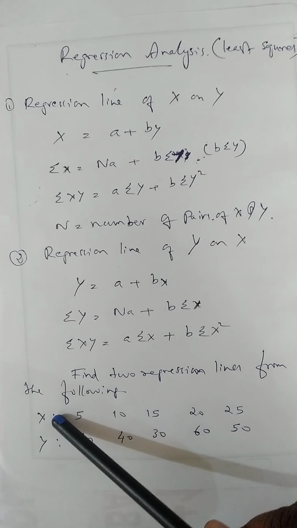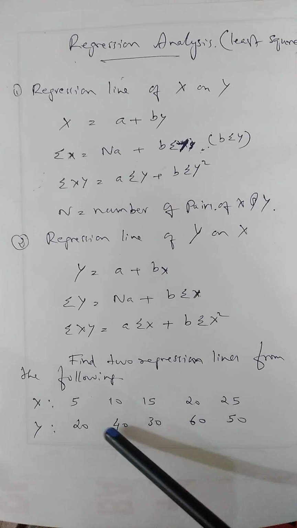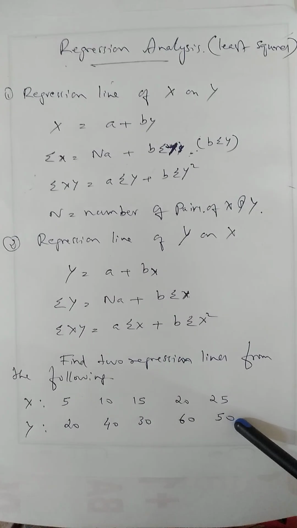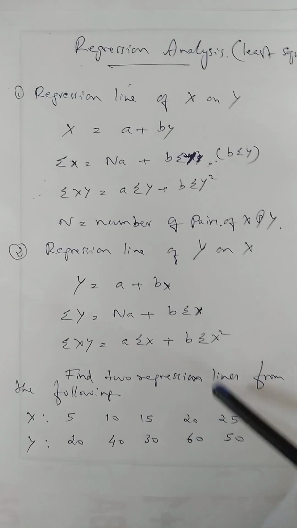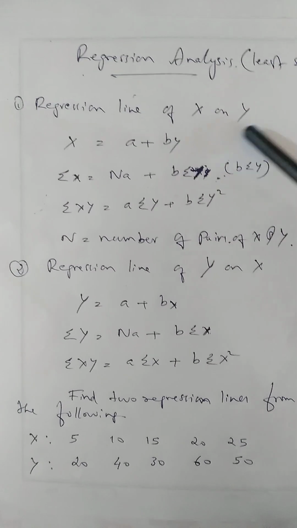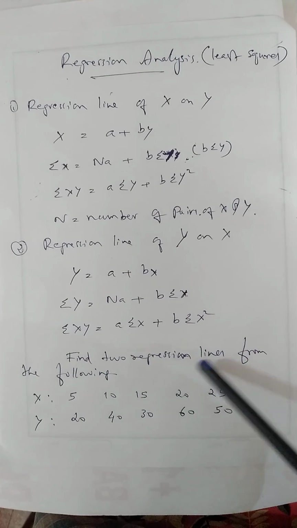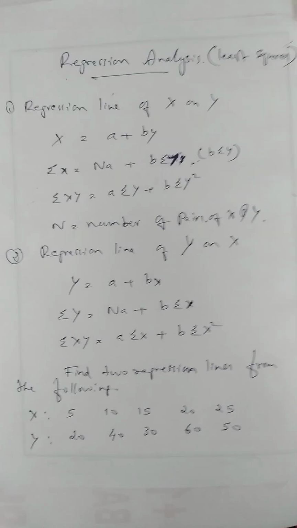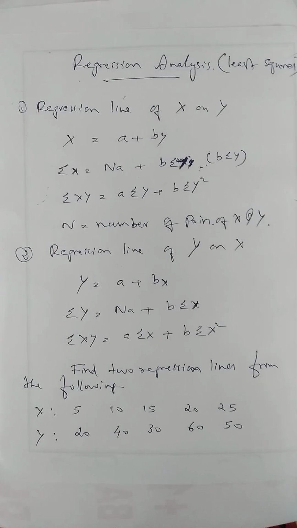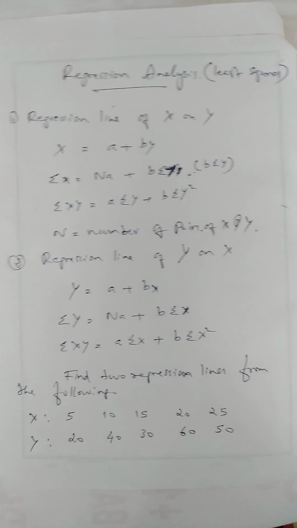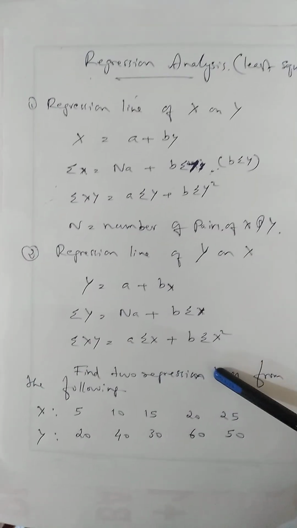Two sets of data are available in the question, x and y. X values are 5, 10, 15, 20, 25, and similar y values 20, 40, 30, 60, 50. So this is the question. From this question, now we are framing two equations, regression line of x on y and regression line of y on x, as it is asked in this question. If you check your previous exam questions, you can find these types of questions asked there. So it's an important topic.